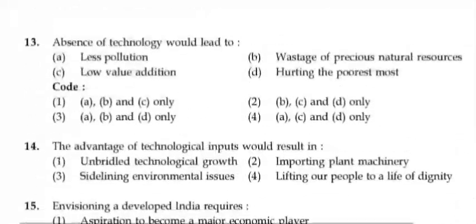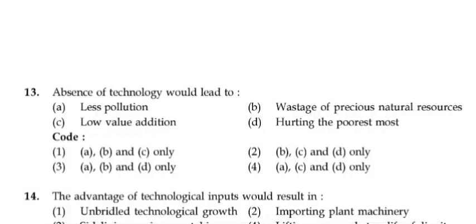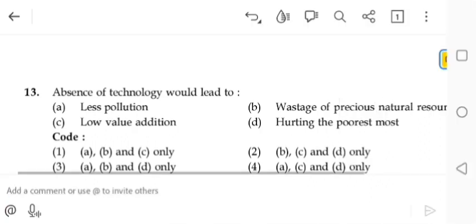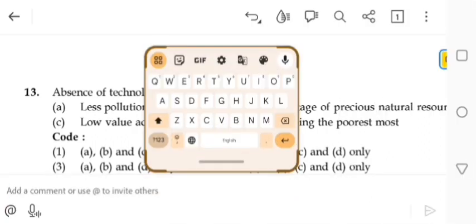Okay, number 13. Absence of technology would lead to what? Less pollution, wastage of precious natural resources, low value addition, hurting the poorest most. A, B, C, B, C, D, A, B, D, A, C, D. So it will be number 2. That means B, wastage of precious natural resources.